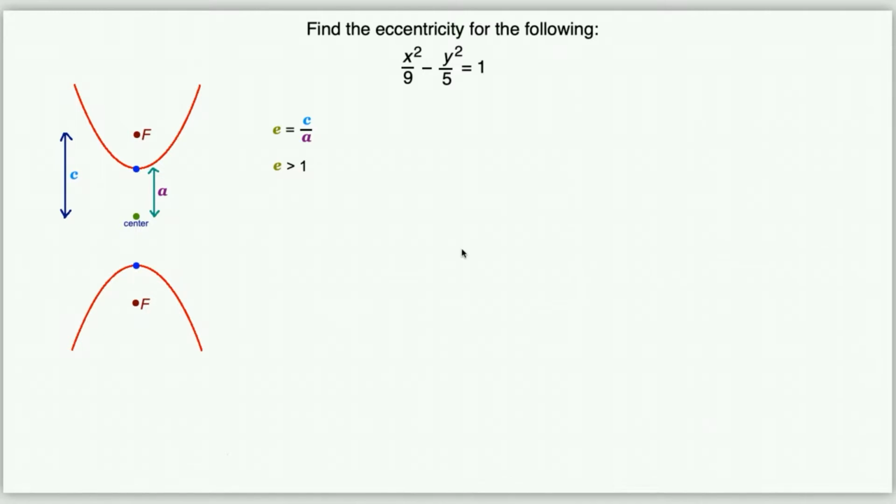We have to find the eccentricity for the following equation of a hyperbola. x squared over 9 minus y squared over 5 is equal to 1. Before we find this algebraically, we have to understand what eccentricity does.